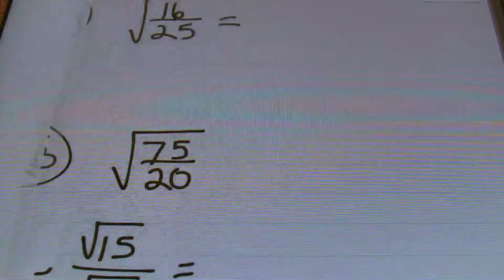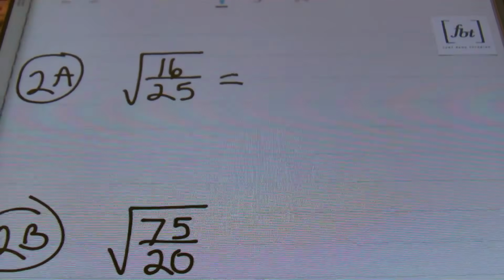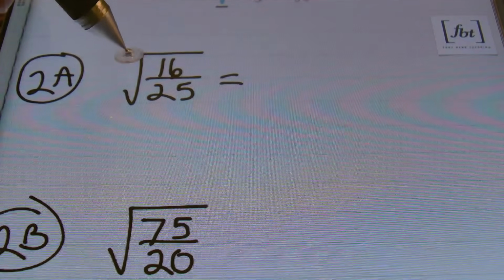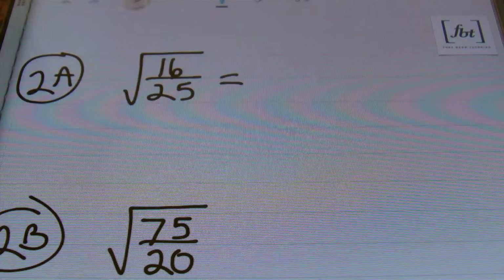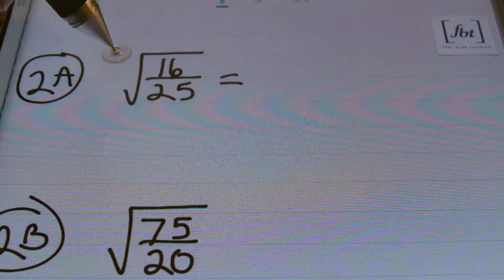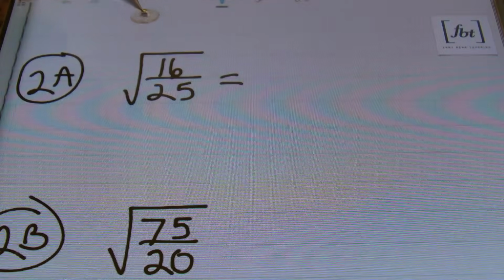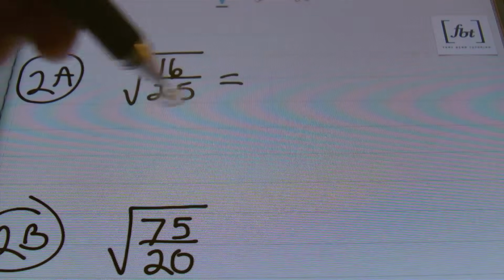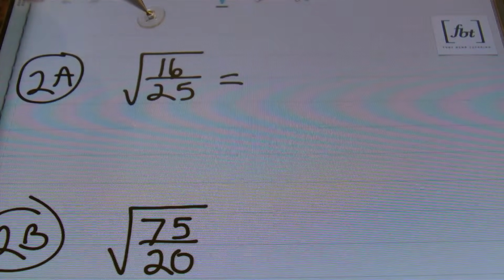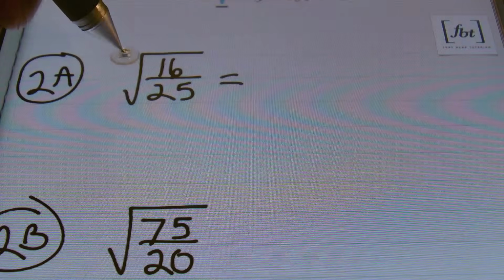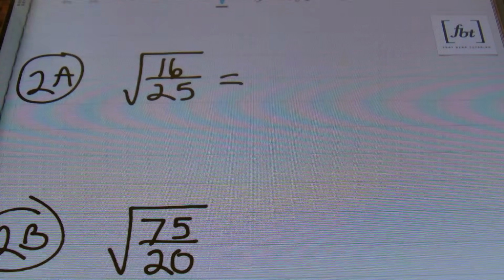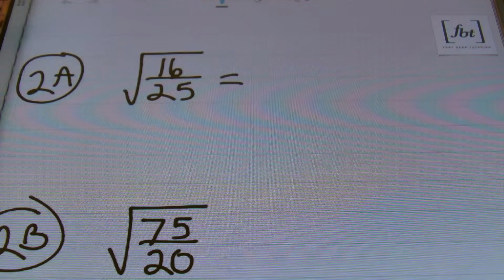Here we have our next problems. All right, in problem 2a, we have the square root of 16/25. There are a couple of strategies in order to simplify a square root when you're dealing with a fraction as your radicand. And that is, you can either simplify the fraction first, or you can actually split the radical itself between the numerator and the denominator. And that's exactly what I'm going to do in this problem here.